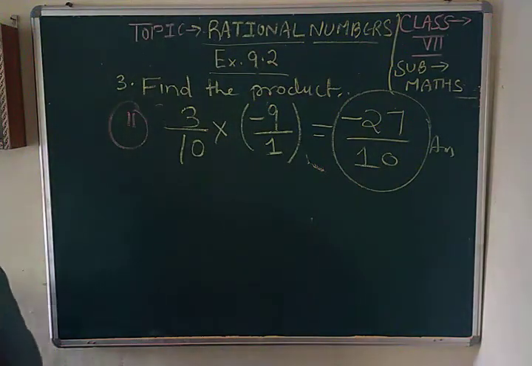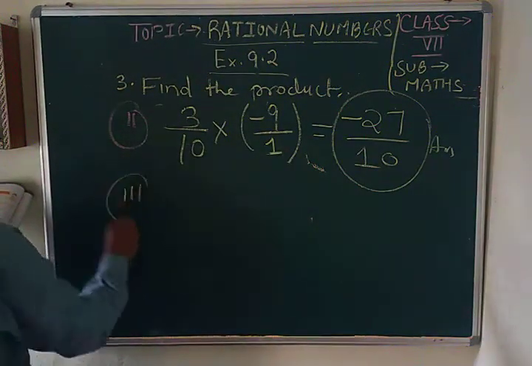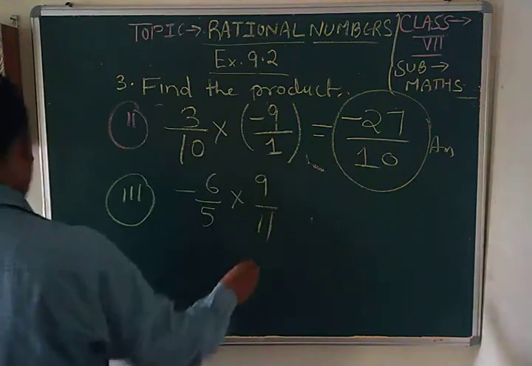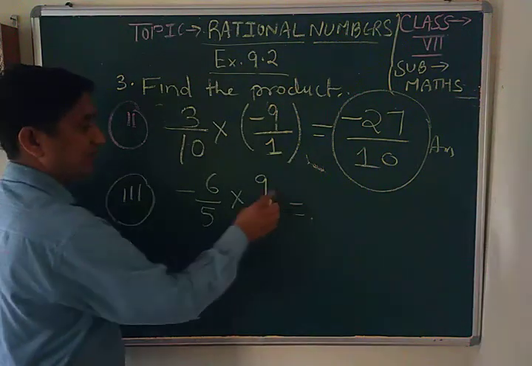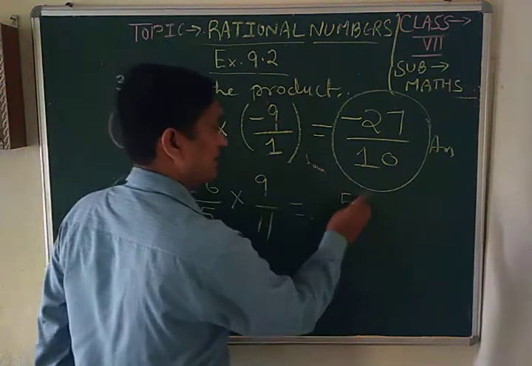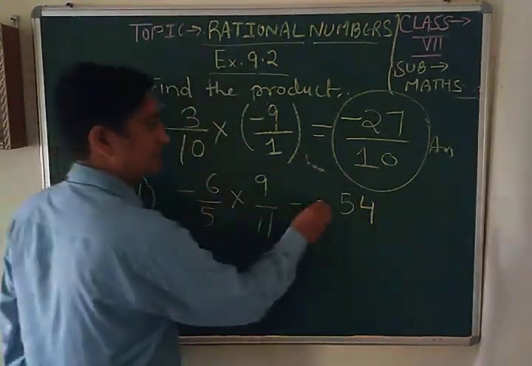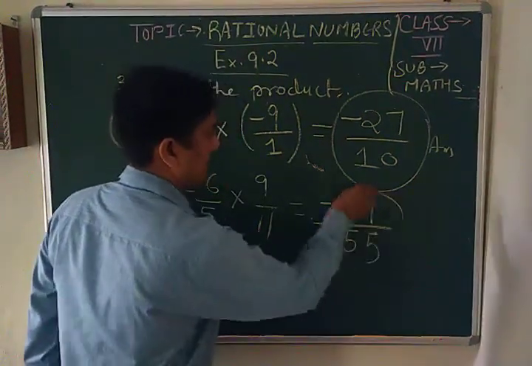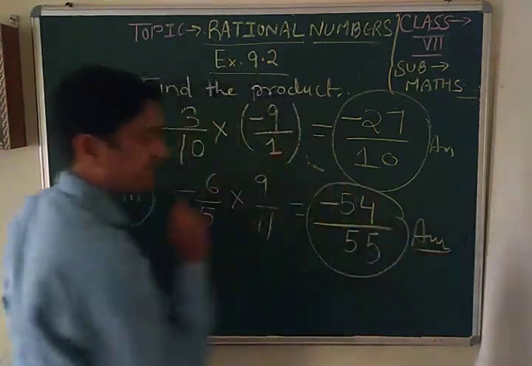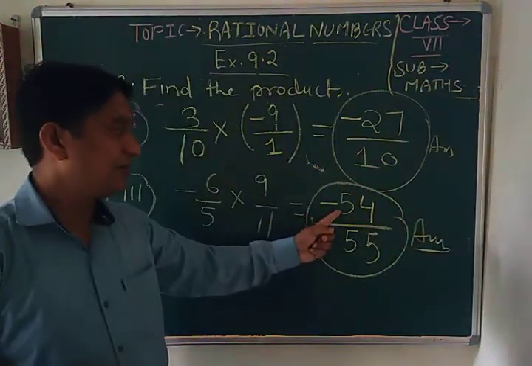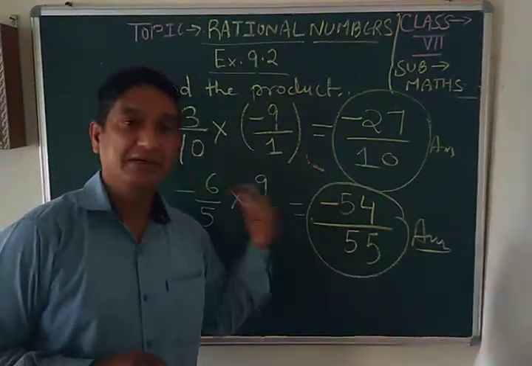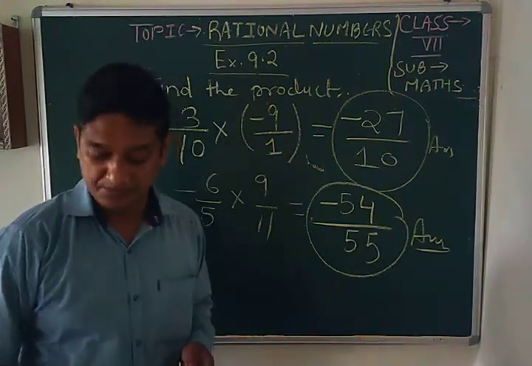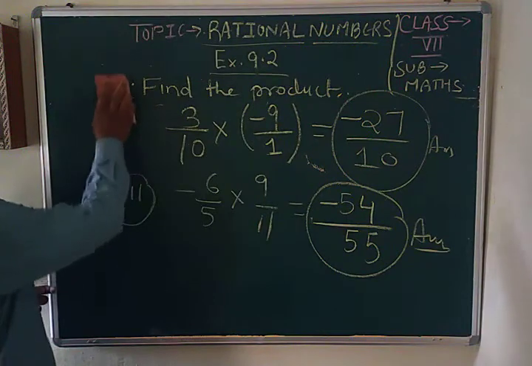We will do one more part, children. Third part, minus 6 upon 5 multiplied by 9 upon 11. Now again multiply, children. 6 9s are 54, plus minus becomes minus. Then 5 11s are 55. They are not divisible, so we will write down minus 54 upon 55 as the answer. Now children, try the rest of the parts on your own. After third, we will do question number 4.